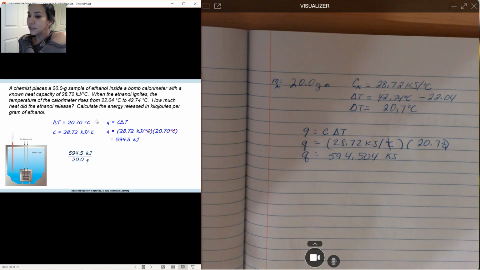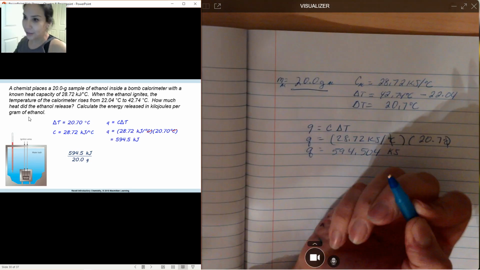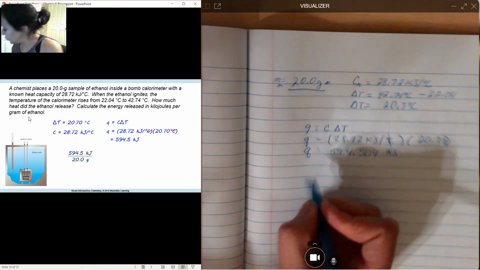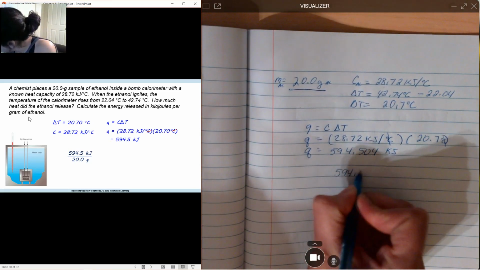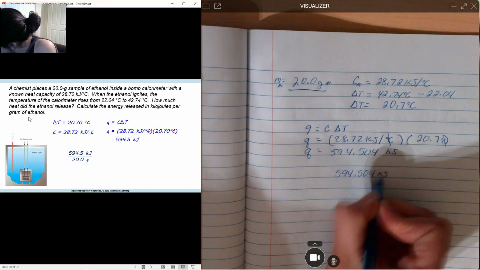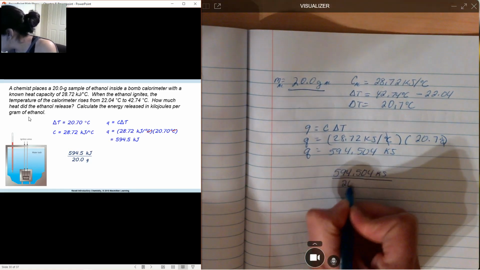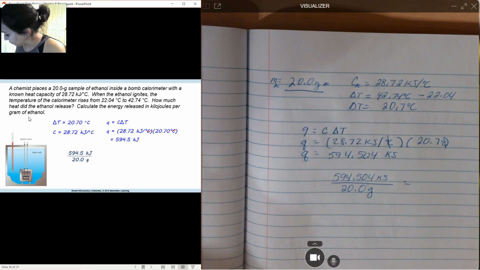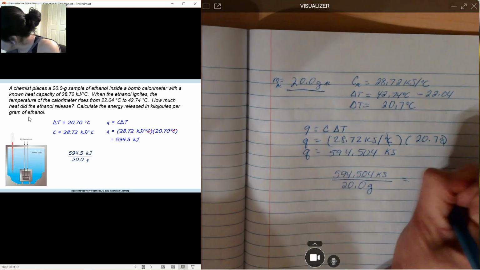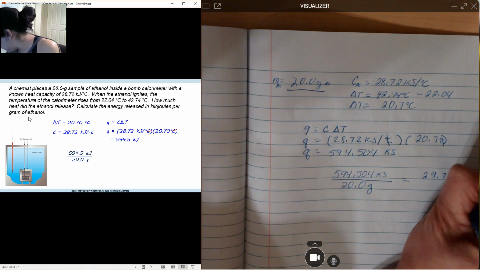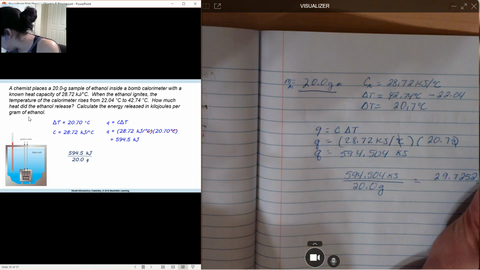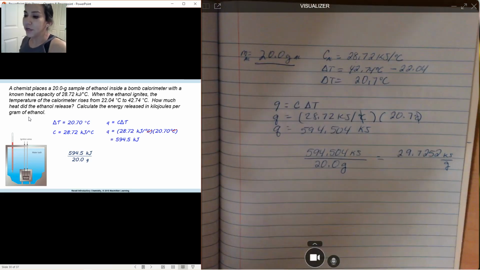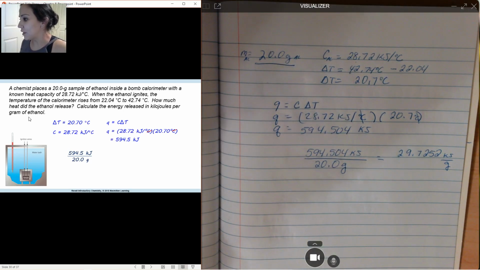Now the final question says calculate the energy released in kilojoules per gram of ethanol. So we used 20 grams of ethanol. Here is the kilojoules. So we're going to take our 594.504 kilojoules and we're going to divide it per grams. So how many grams of the ethanol we have. So the number divided by 20, and we get 29.7252 kilojoules per gram.